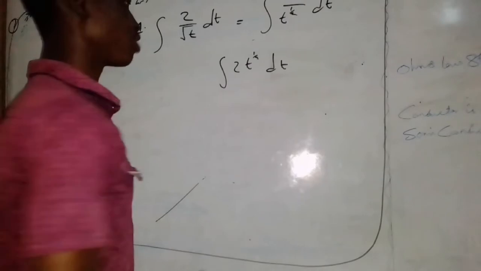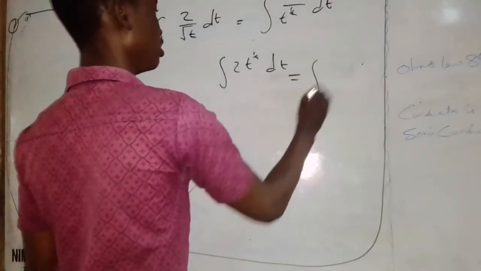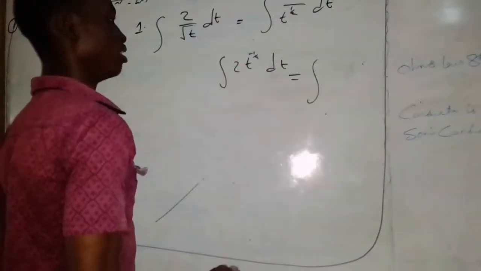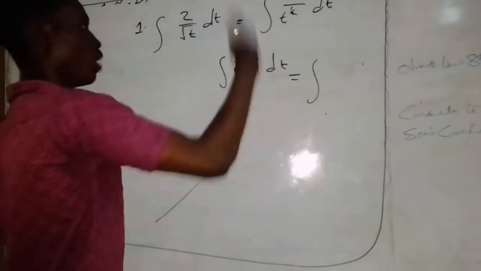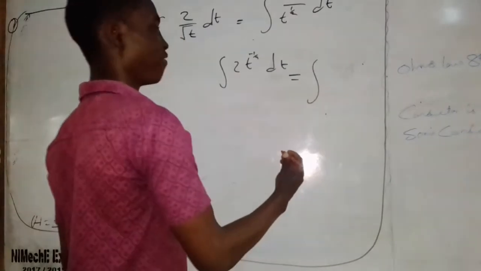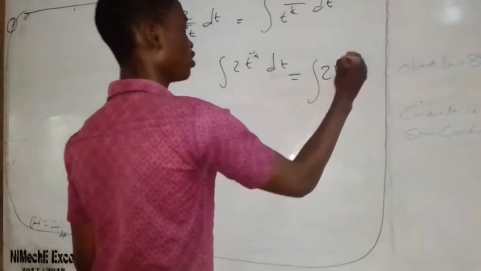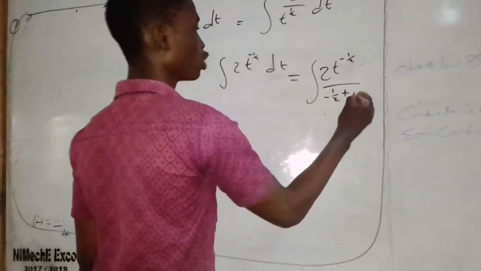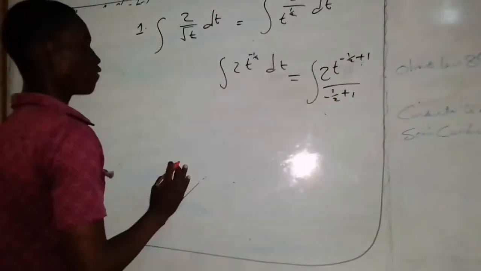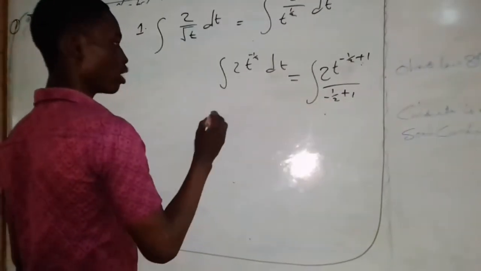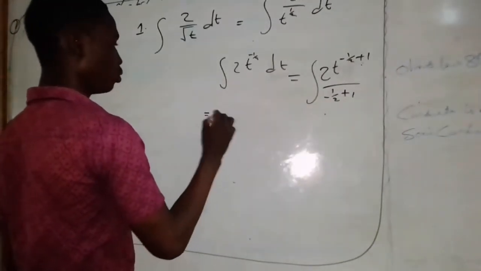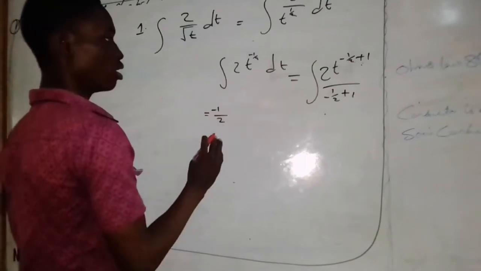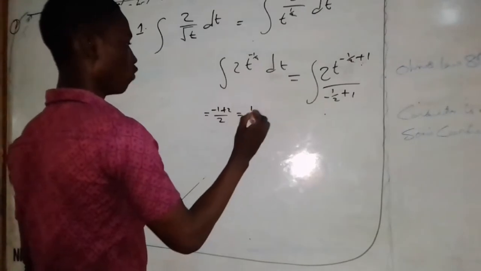If I want to solve this, I'm not stressing myself, I'll just go straight and write the integral of this. Taking this up, now this 1 over 2 is going to give a minus sign here. So if I don't waste my time, I'll just raise this up, and what I'm going to have straight away is my final answer. So 2 t to the power minus 1 over 2 divided by minus 1 over 2 plus 1. So what do I have for that? The sum of minus 1 over 2 plus 1 will give us 1 over 2 as my answer.